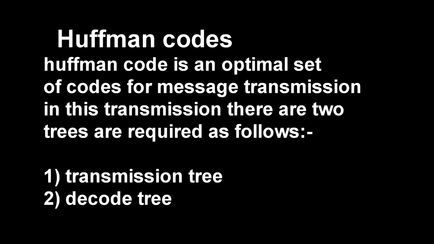Today we are studying what the Huffman code is. First of all, what is the Huffman code? Huffman code is an optimal set of codes for message transmission. In this transmission, two trees are required as follows: one is the transmission tree and another is the decode tree. Now take a simple example.